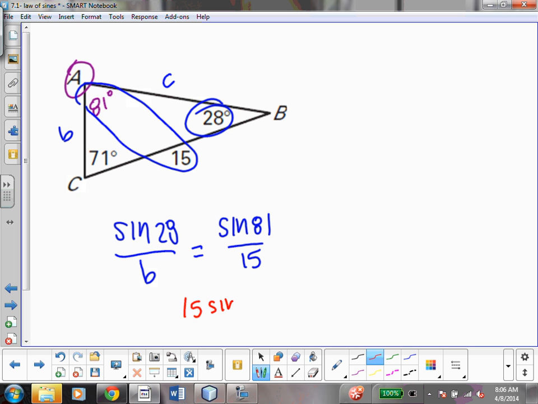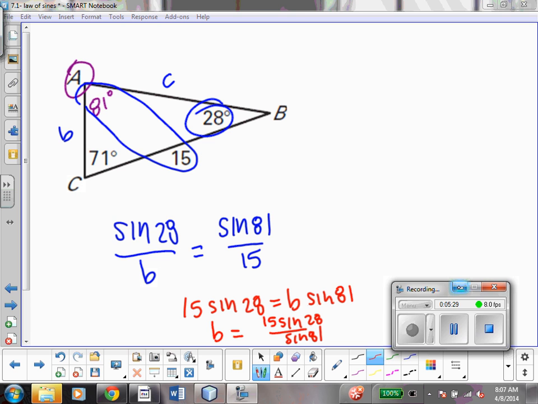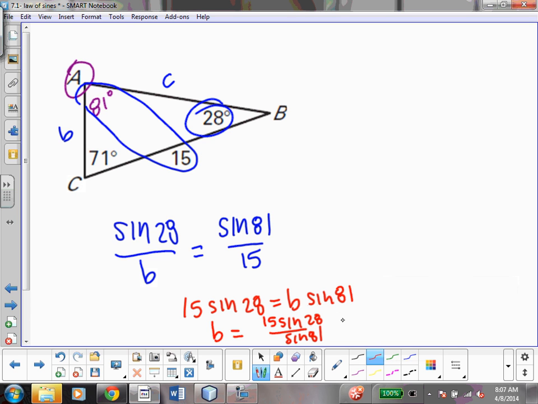15 times the sine of 28 equals b times the sine of 81. Then I'll get b by itself by dividing both sides by the sine of 81. Punch it in my calculator, and I get b equals 7.13.